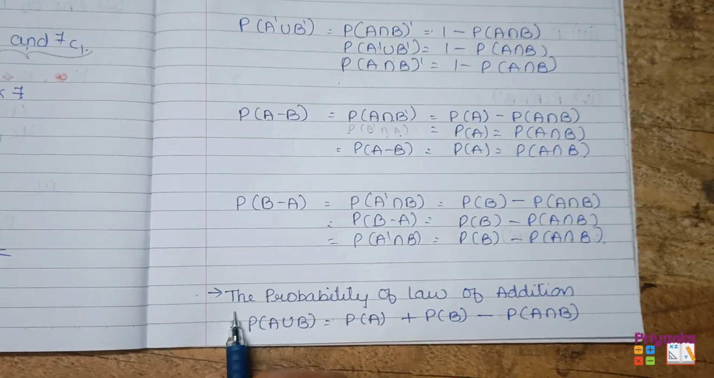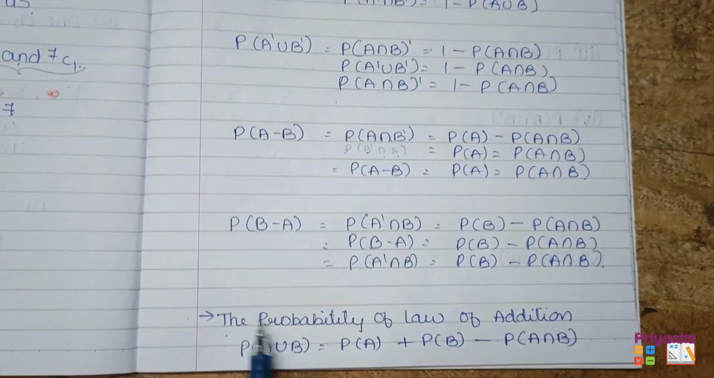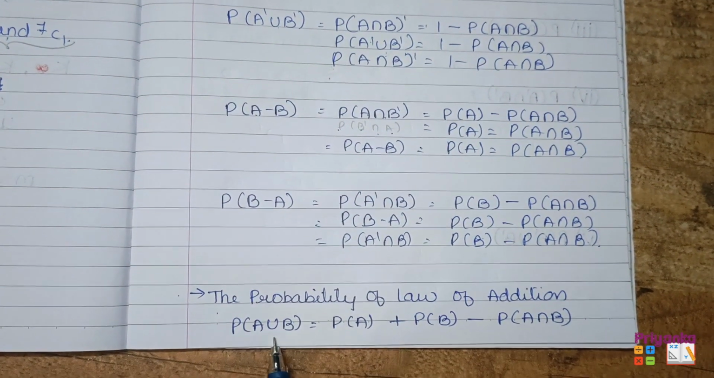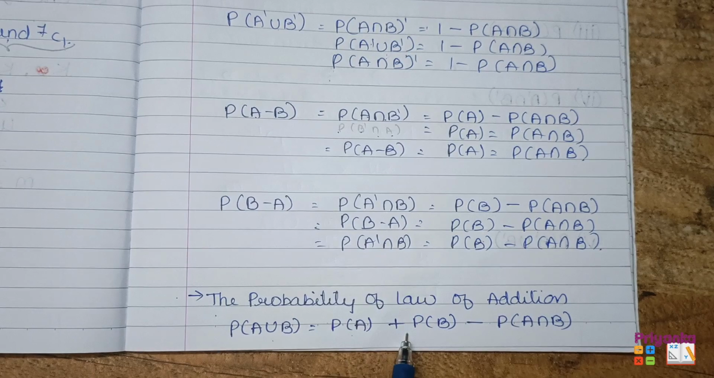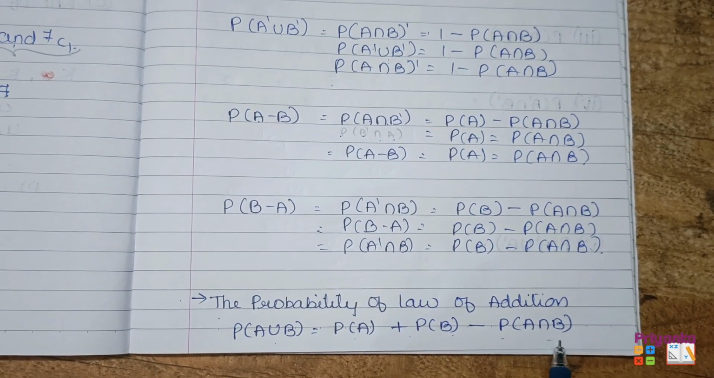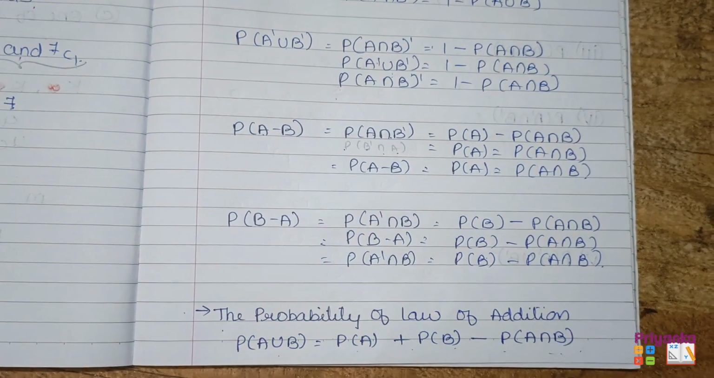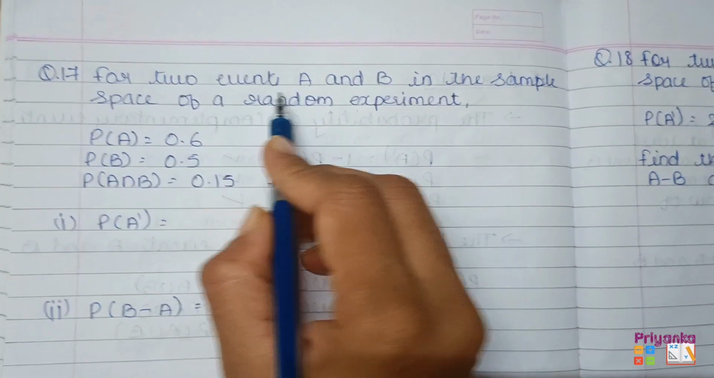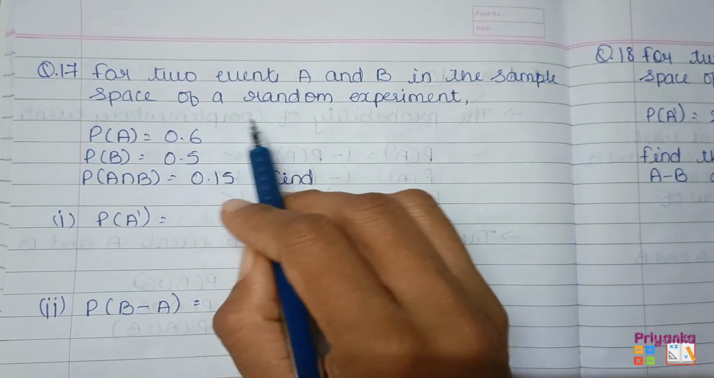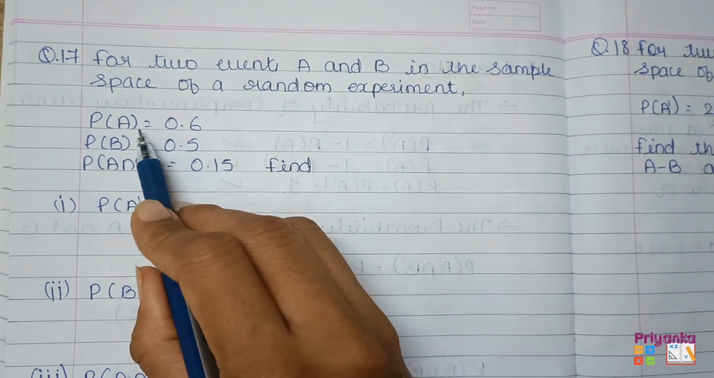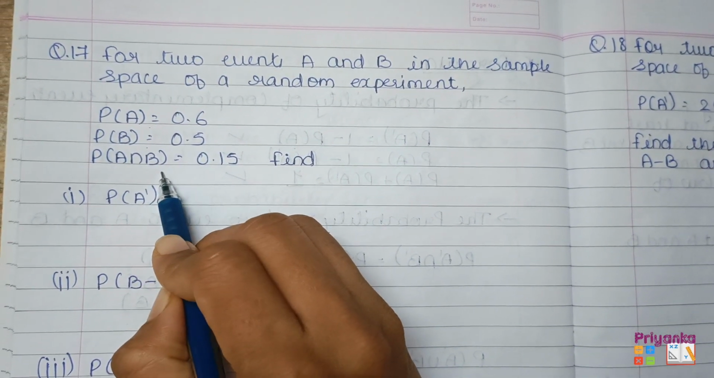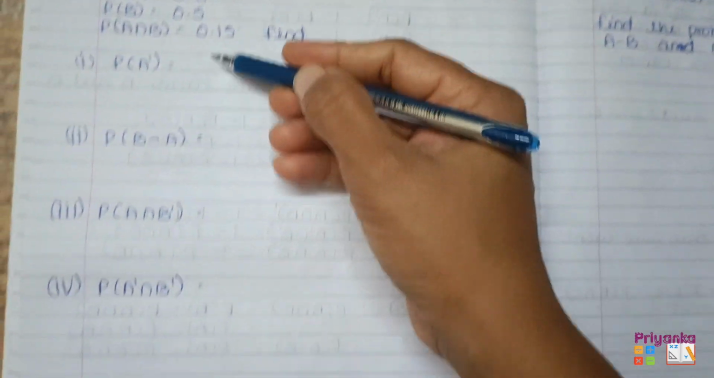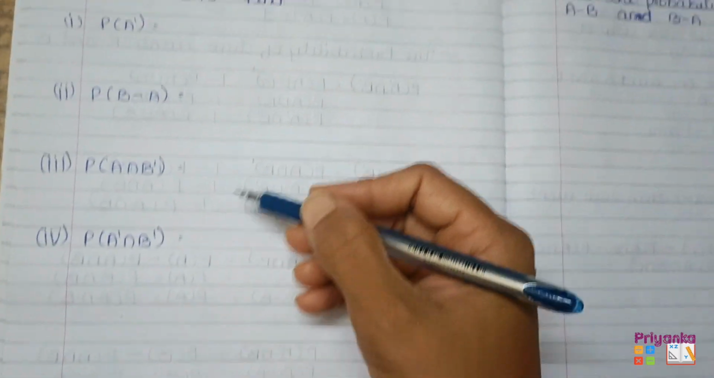One more formula has to be understood: the law of addition, which is P of A union B equals P of A plus P of B minus P of A intersect B. This will be understood in more detail in the next exercise. Question number 17: for two events A and B in the sample space of a random experiment, the values of P of A, P of B and P of A intersect B are given. Then we have to find the value of some expressions.